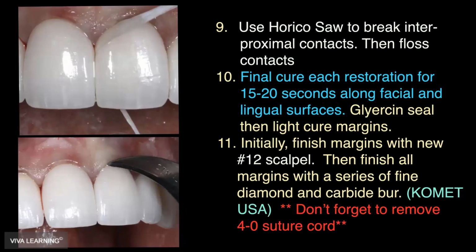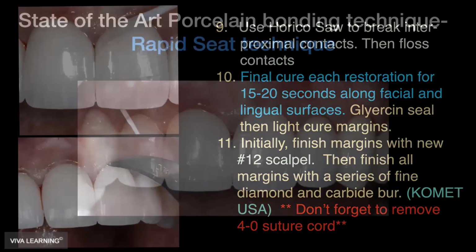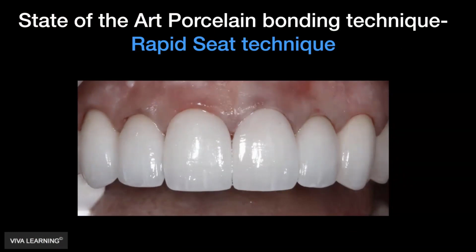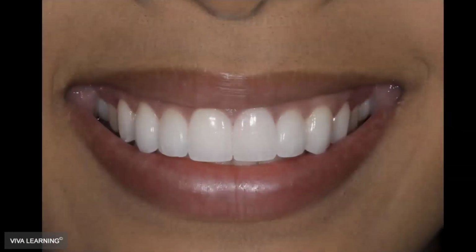So I use carbides. A lot of people talk about using finishing diamonds. I don't like using finishing diamonds on my margins. I like using carbides. Now, after you clear it off, be sure you remove the suture cord. That's really important. You've got to remove the suture cord, okay? And this is what it looks like after. And this is what it looks like post-op.